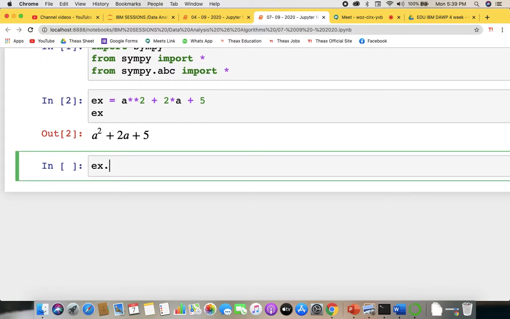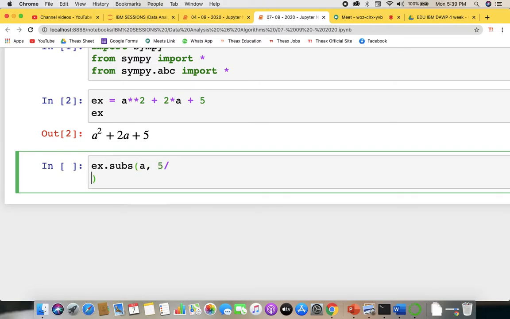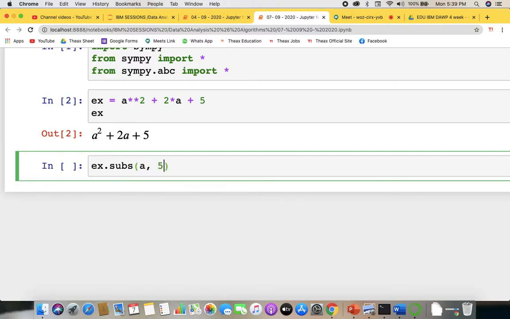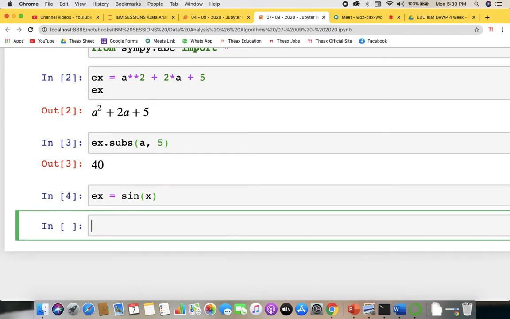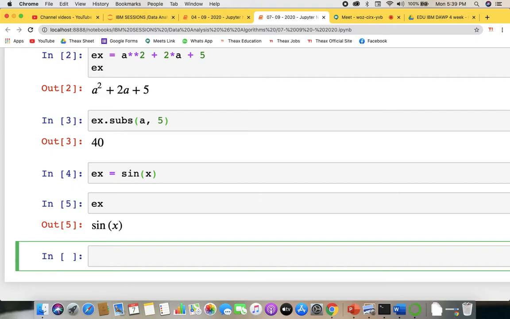If I substitute the values, a by 5, it gives 40, right? If I say an expression that is going to be a sine of x, so this is my expression, sine x.